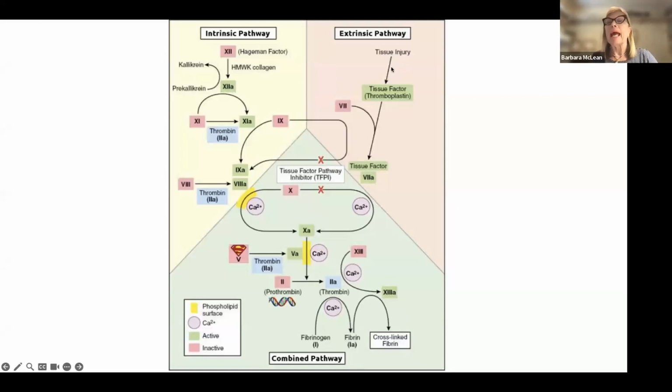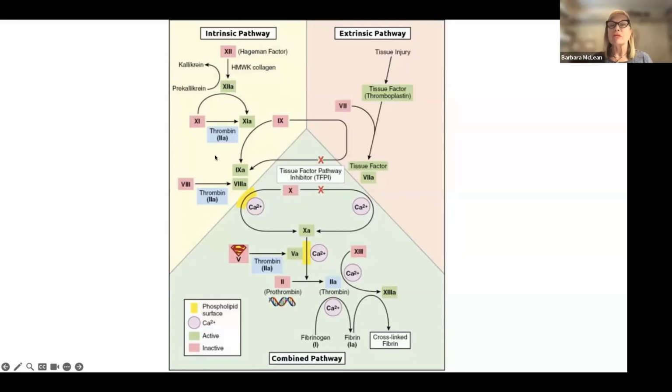You have the intrinsic and the extrinsic cascade. One is exposure to protein, the other is tissue injury. It doesn't really matter. The only reason we as bedside nurses separate these cascades is because we look at what we're going to utilize to support or block the clotting cascade. So remember, red are all your factors. They have an enzymatic change to become activated factors, and activated factors are green.